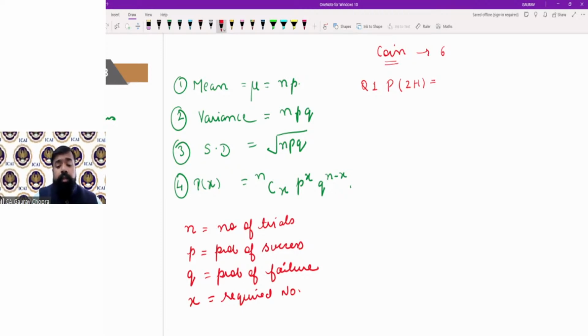To calculate this, we have to find 4 values: n, x, p, and q. n is the number of trials. How many times are we tossing the coin? 6 times. What is the required number? 2 heads, so x is equal to 2. P denotes success. When will success come? When a head appears on the coin. So p will be 1 upon 2, and failure q will also be 1 upon 2.